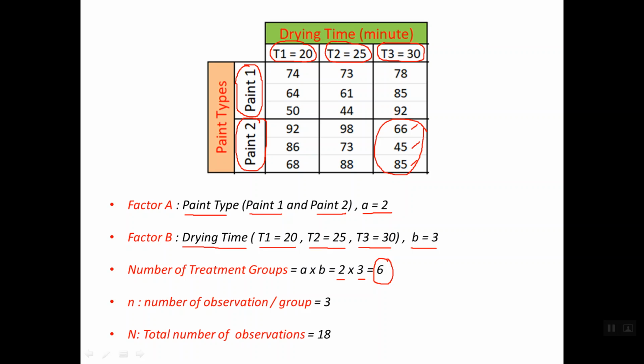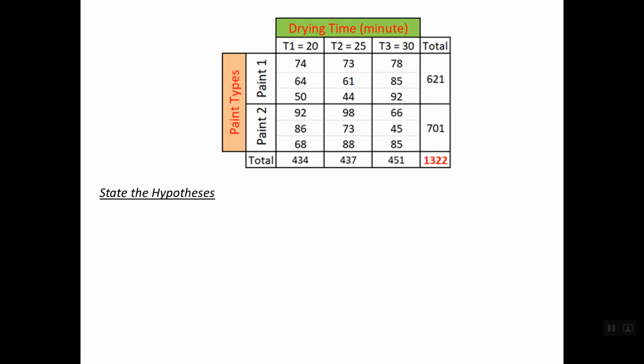And regarding the capital N here, it represents the total number of observations. We have 6 treatment groups, and in each group we have 3 observations. So the total observations will be 6 times 3, which is 18. So these are all the details regarding our equation. Now let's start solving this question by hand.